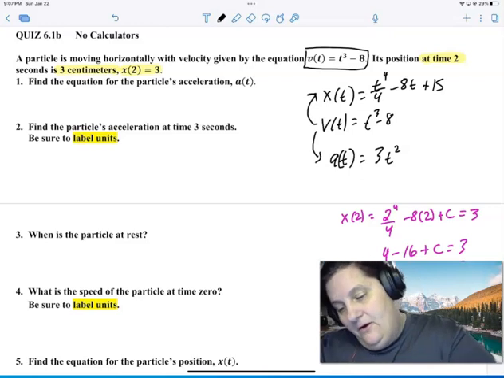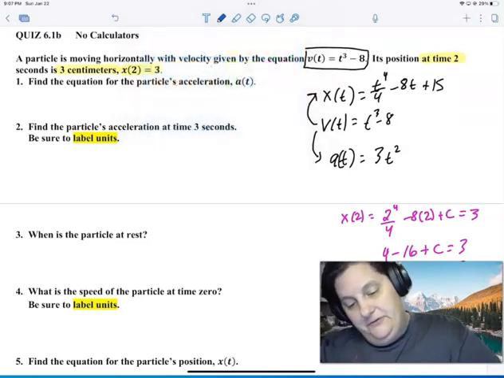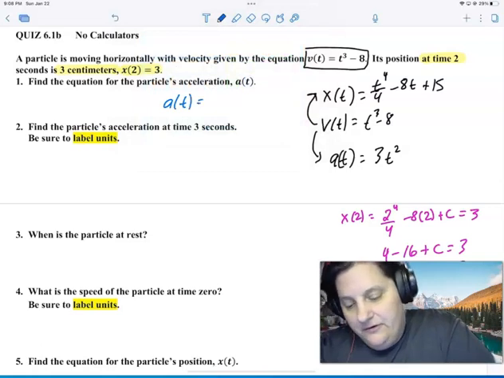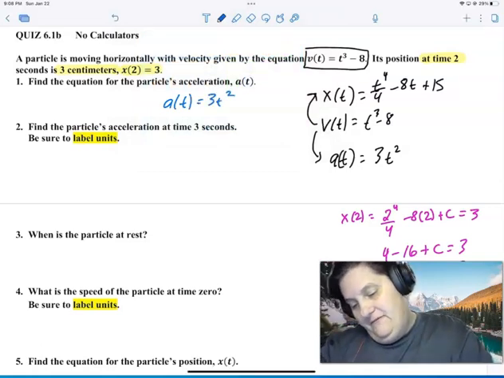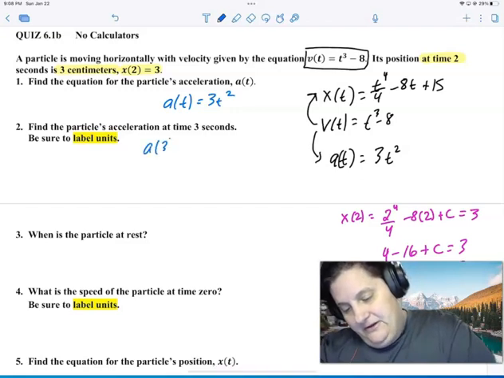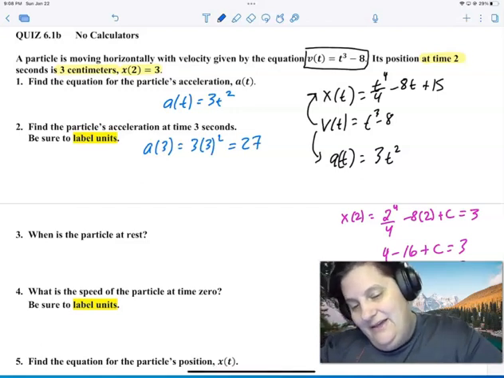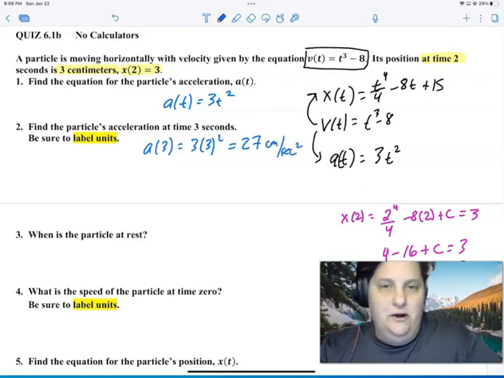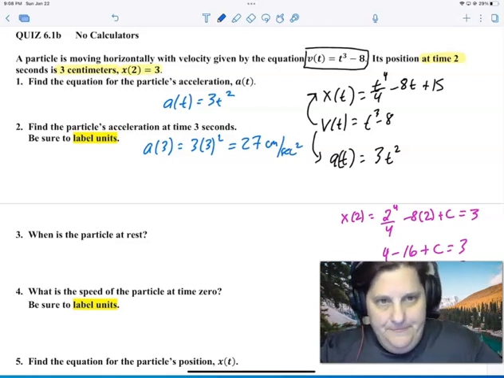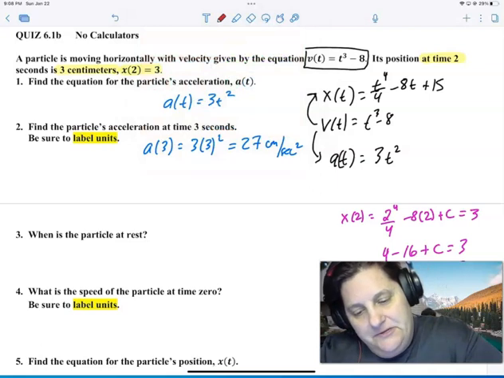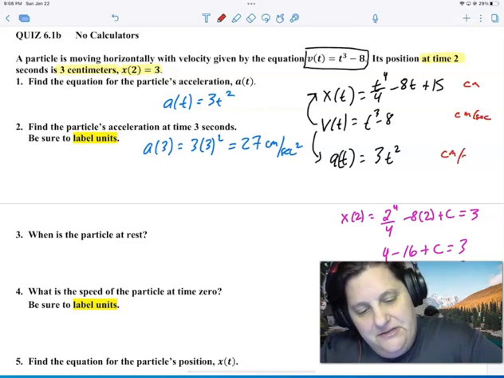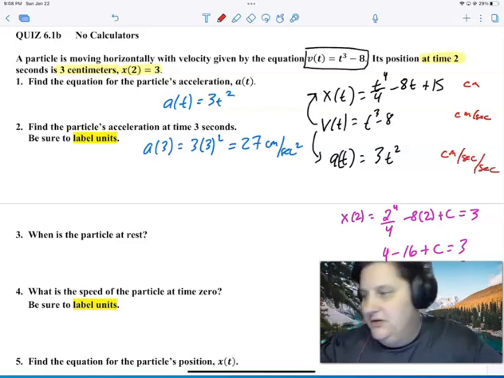Okay? All right. Find the equation for the acceleration. Great, I did that by taking a derivative, and it's just 3t squared. Find the acceleration at time 3. A at time 3 equals 3 times 3 squared, which is 27. Centimeters per second squared. So the way that works, guys, is position is in centimeters, velocity is centimeters per second, and then acceleration is centimeters per second squared.